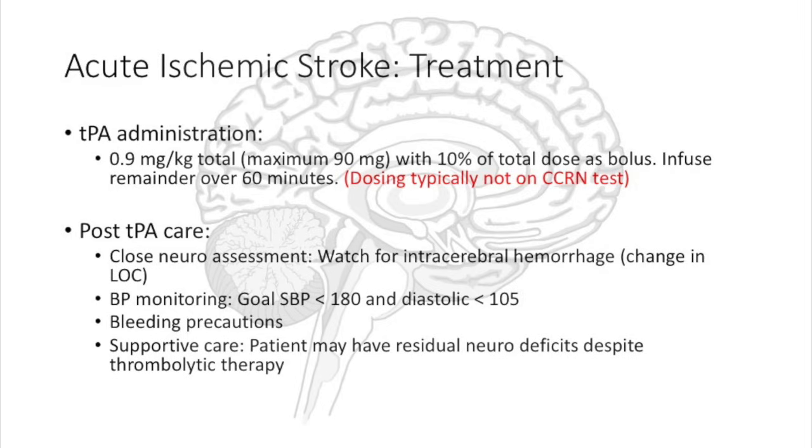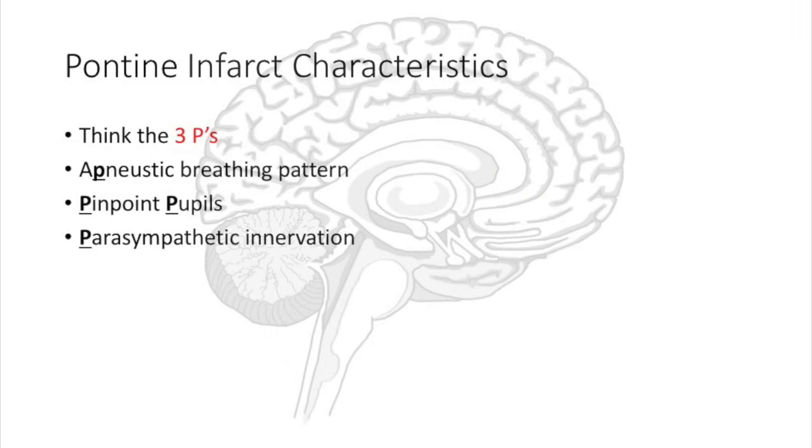And you're going to be doing supportive care, so they may have residual neurological deficits despite the thrombolytic therapy. Again, if you have an infarct in the pons, you're going to think the 3 Ps: apneustic breathing pattern, pinpoint pupils, and parasympathetic innervation. So pontine infarct, PPP.